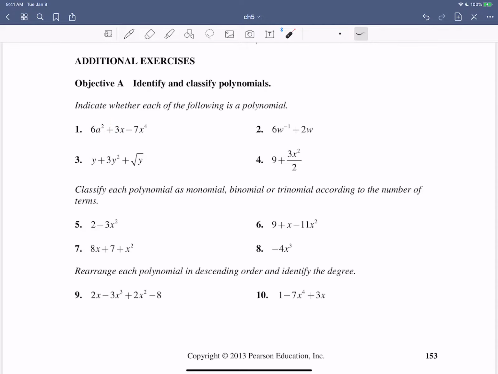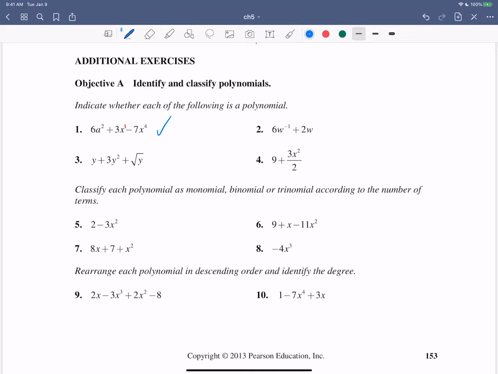Next one, 3x. Even though we don't have an exponent, there is an invisible 1 right here, which indicates that this also has an integer exponent. The last term, negative 7x to the fourth, we definitely have an integer exponent. Therefore, the first one, it is a polynomial.